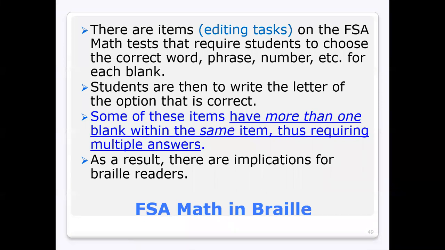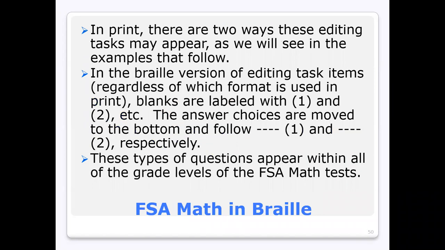All right, then there are editing tasks on the FSA math test that require students to choose the correct word, phrase, number, etc. for each blank. Students are then to write the letter of the option that's correct. Now note, some of these items have more than one blank with the same item. Thus, there has to be multiple answers. And as a result of this, there are going to be implications for how a Braille reader writes their answers.